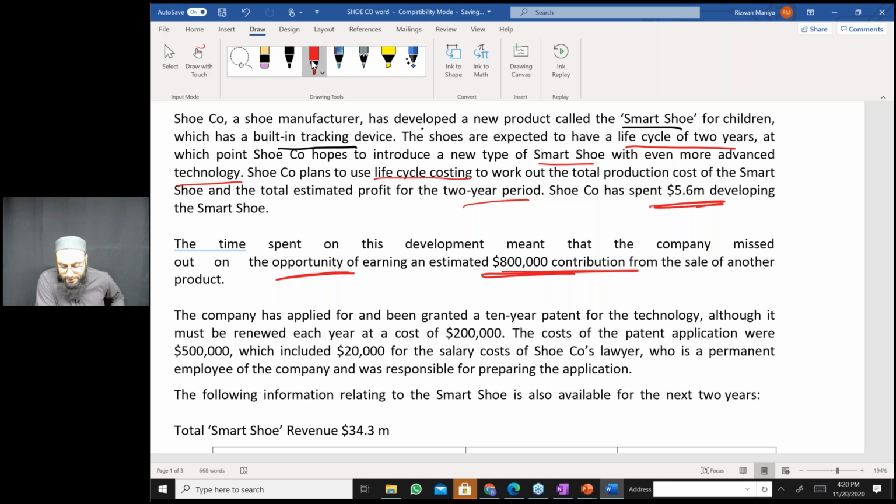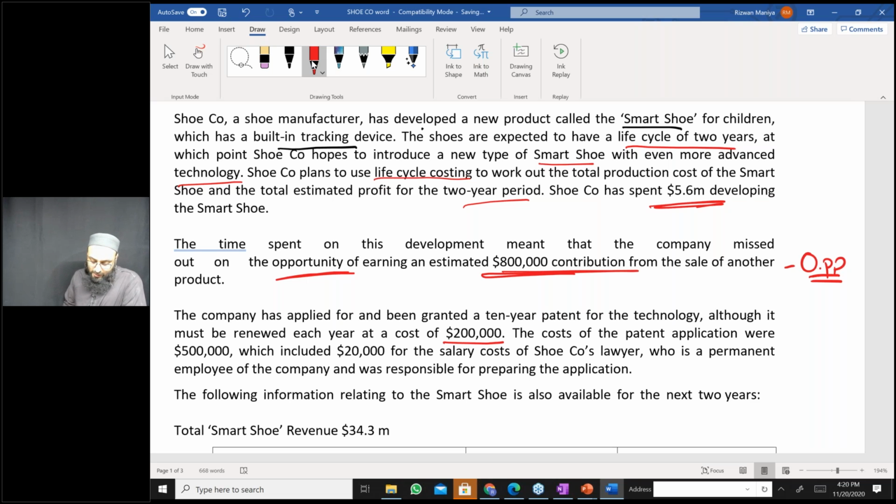No, it's not, right? Because we will classify this as what? We will classify this as an opportunity cost, and for life cycle costing, we will not consider this. Okay. The company has applied for and been granted a 10-year patent for the technology, although it must be renewed each year at a cost of 200,000.